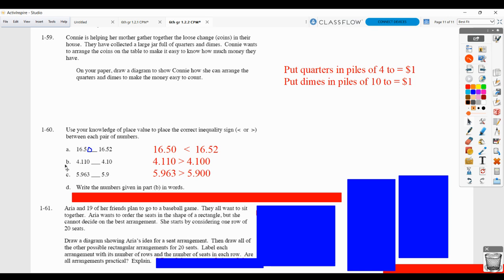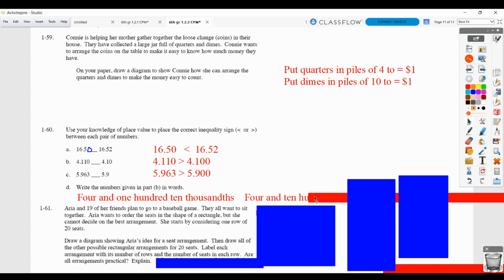Then they want us to go back to B and write those in words. So that first one would be 4 and 110 thousandths, because you just look at it and say, decimal point is and. This is the number 110. Where does the last digit end? It ends in the thousandths place. And then on the other side, it would be 4 and 10 hundredths. So we're going to write the way it was initially.